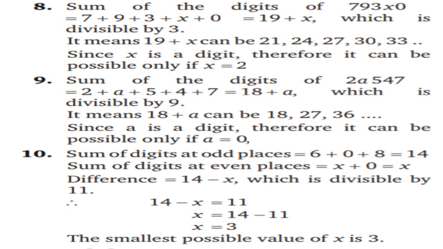Now question number 10, see in your book, write the smallest possible value of x if 800x6 is divisible by 11. So sum of digits at odd places equal to 6 plus 0 plus 8 equal to 14. Now sum of digits at even places equal to x plus 0. So x. Now difference 14 minus x, which is divisible by 11. So 14 minus x equal to 11. So x equal to 3. So the smallest possible value of x is 3.